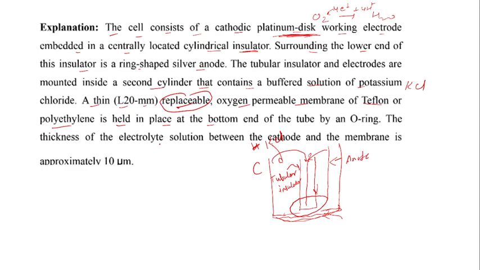The thickness of the electrolyte solution between the cathode and the membrane is approximately 10 micrometer. So it is talking about this thickness, and this thickness is around 10 micrometer.